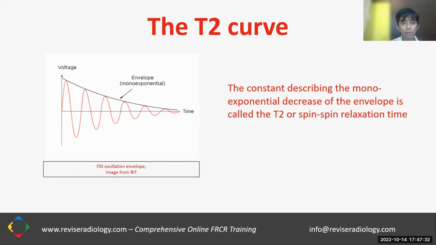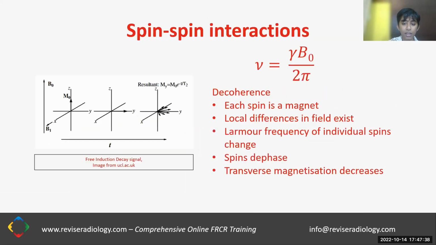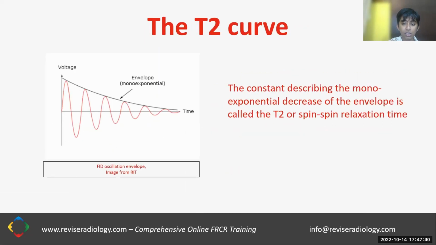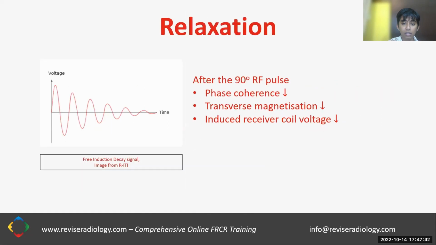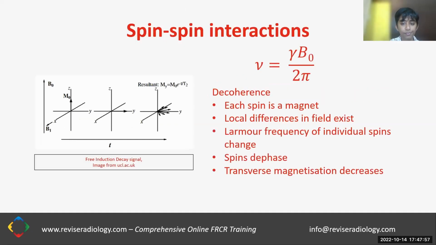So what we're able to measure is the transverse magnetization. And the transverse magnetization causes an induced receiver coil voltage. And it's that voltage, which is known as the free induction decay signal, that we're measuring on the left-hand side. So you can see that it starts off very high and then it goes to zero.